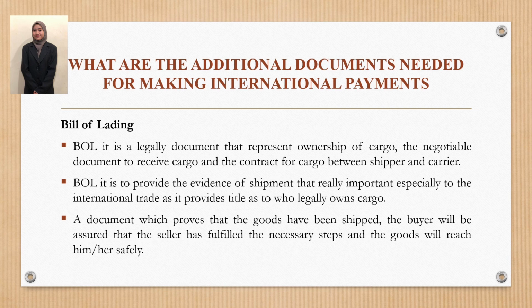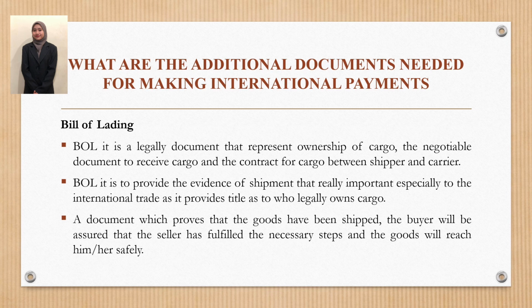What are the additional documents needed for making international payments? The additional document needed for making international payment is a bill of lading. A bill of lading is a legal document that represents ownership of cargo, the negotiable document to receive cargo, and the contract for cargo between shipper and carrier.